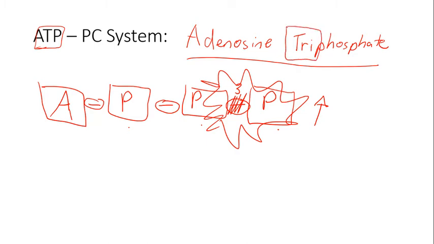Now, hopefully some of you have noticed that there's three phosphate molecules, which corresponds to this part of the word, tri. Just like a tricycle has three wheels, adenosine triphosphate has three connected phosphate molecules. You'll see the importance of this in a moment. So we have the adenosine connected to three phosphate molecules, creating what we call adenosine triphosphate within our body.